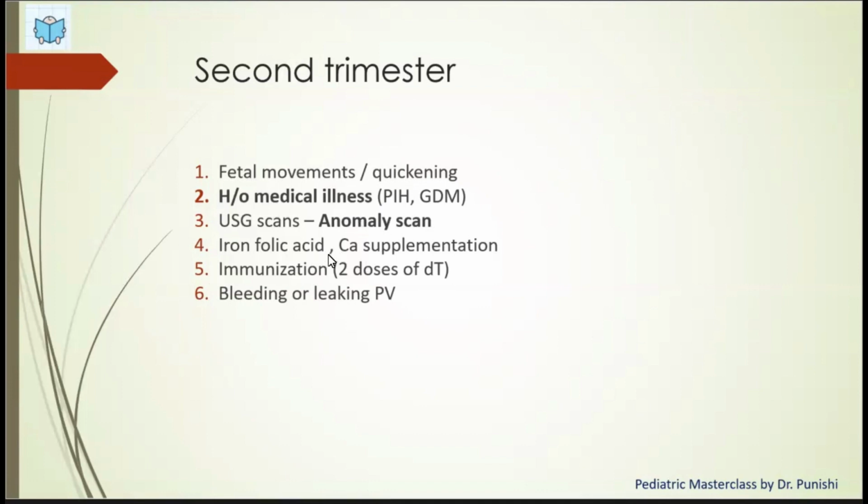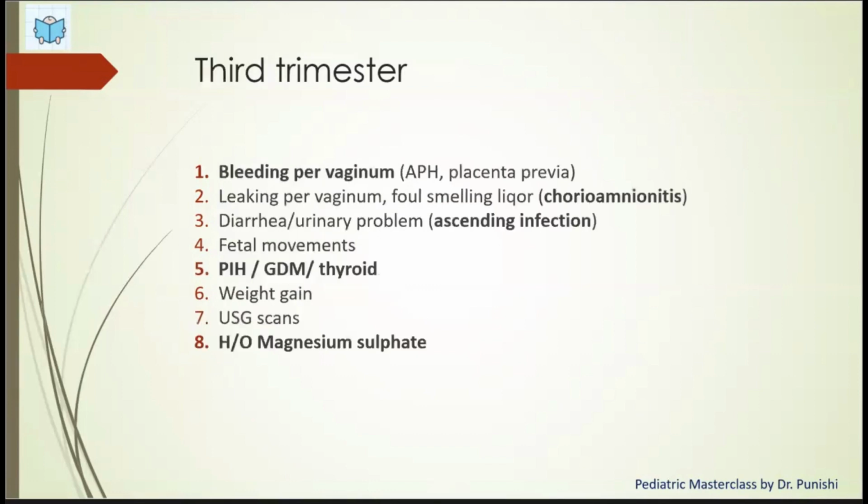History of iron, folic acid, calcium supplementation, whether immunization was received, and whether there's any history of bleeding or leaking PV. Third trimester bleeding per vaginum might point to antepartum hemorrhage because of placenta previa or abruptio placenta. Again, these lead to placental insufficiency, hypoxia, and can lead to HIE.